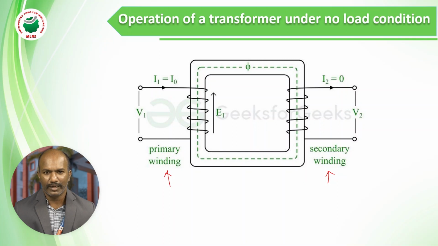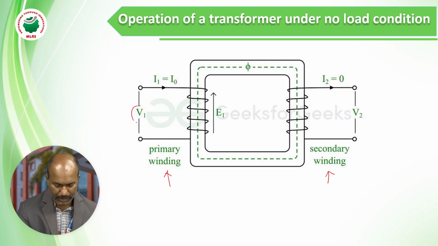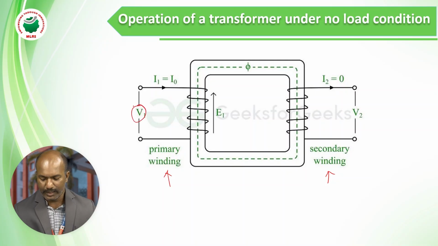First, I will explain the transformer operation under no load condition. The transformer primary winding is connected to supply V1, and here no load condition means the secondary winding is not connected to any load. A load may be resistive, inductive or capacitive. So what happens when there is no load connected in the secondary winding?